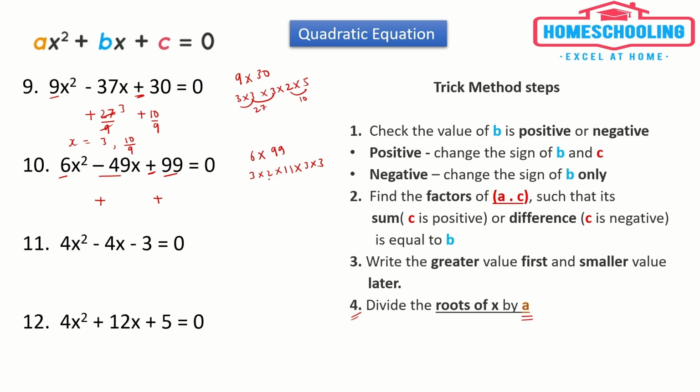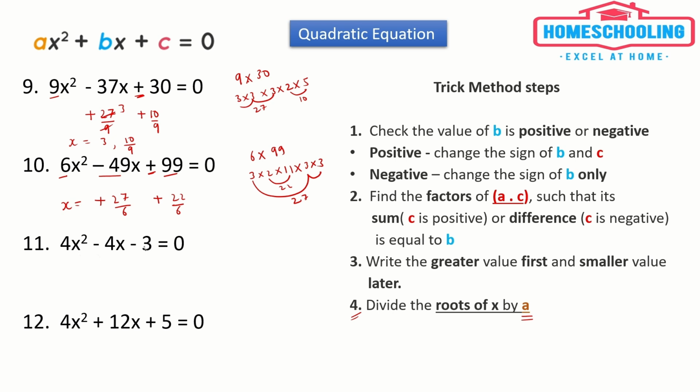So what you're going to do here is 11 times 2 is 22, and 3 times 3 times 3 is 27. So 27 plus 22 is equal to 49. So we'll write the larger number first and the smaller number later, and we will just divide it by the value of a. So that is 6 and 6. So this is our roots of x here.